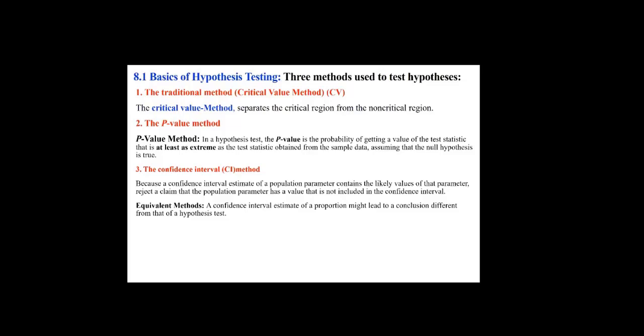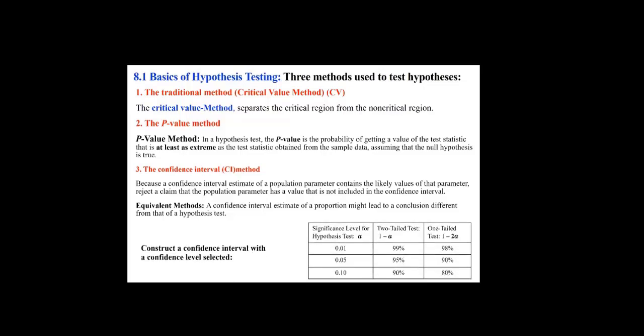As far as the equivalency is concerned, the confidence interval estimate of proportion might lead to a conclusion different from that of a hypothesis testing. When it comes to them being equivalent, the first one and the second one are always equivalent. The third one, in the case of a proportion, is not always, simply because of the formula that we use, they are not the same. Again, it becomes clear as we look at an example involving constructing a confidence interval with a confidence level selected.